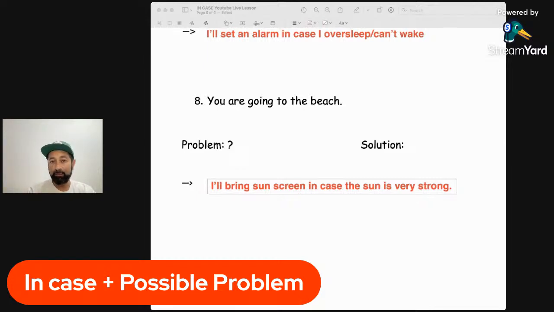Today, mainly we're using it to talk about a possible problem. But remember, it's any future event that you're planning for. So you're planning for that event. So you don't know if it will happen. It's possible. So you prepare for it. You prepare with a solution.